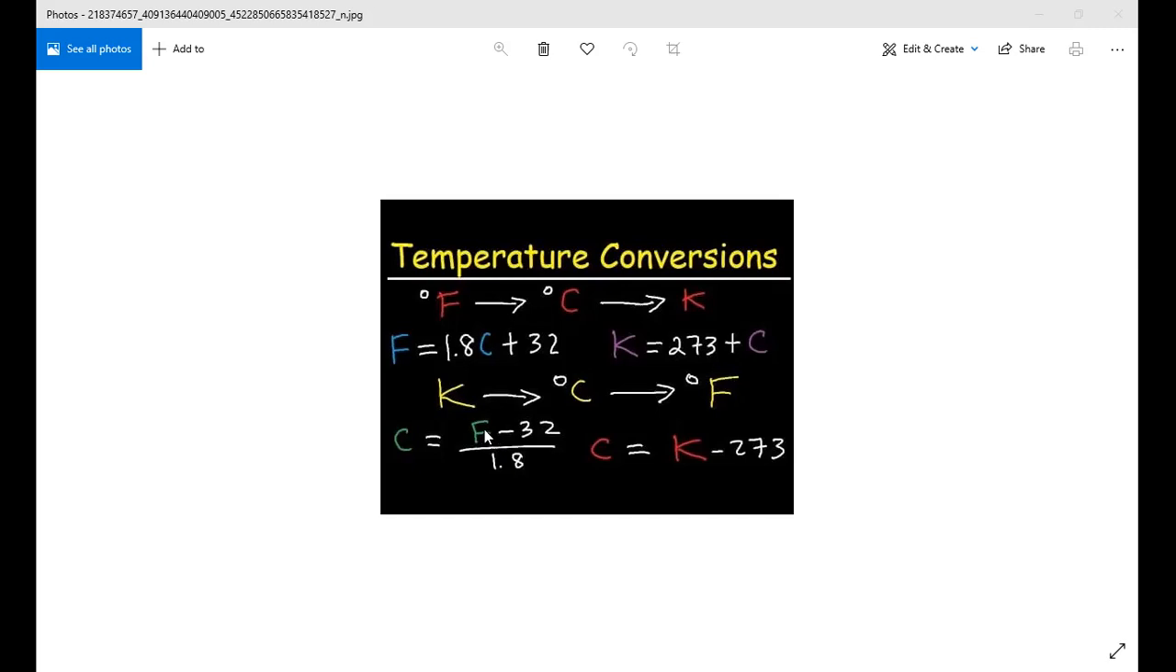So 108 minus 32. 108 minus 32, that is 76, yes, divided by 1.8. One minute, 76 divided by 1.8, that is 42 degrees Celsius, okay? So 108 degrees Fahrenheit is the same thing as 42 degrees Celsius.